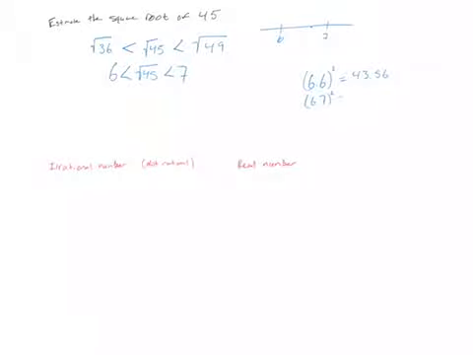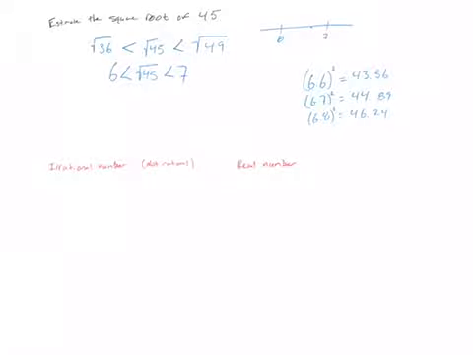6.7 squared. Take 6.7 and square it. You get 44.89. Again, still too small. So I'll go 6.8. Square that. Again, I'm just using this on my calculator. And this one I get 46.24.